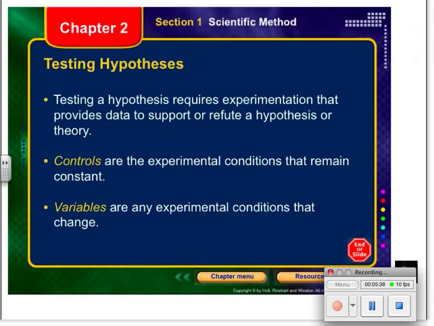So after you do an experiment and test your hypothesis to see if it's right or wrong, then you state right or wrong, and then you communicate it to the public in journals or in papers or whatever. Okay, let's move on.